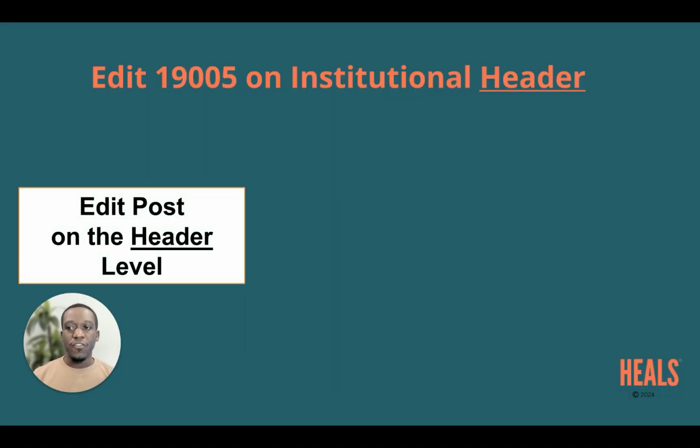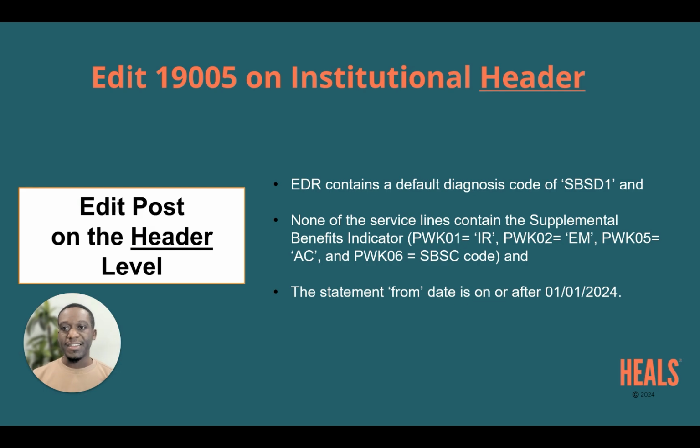19005. On the header level, this edit will post when the encounter data record contains the default diagnosis code, the SBSD1, which is the default diagnosis code for the supplemental benefits service codes, and none of the PWK lines pertaining to supplemental benefits also contains the data values that are needed to submit supplemental benefits. And then the statement from date or the encounter from date is on or after January 1st, 2024. So on the header, you're looking at the diagnosis codes and other things pertaining to the encounters and the date of service, which is also similar to what you will see on the professional and the DME.